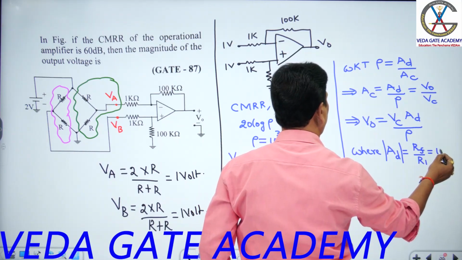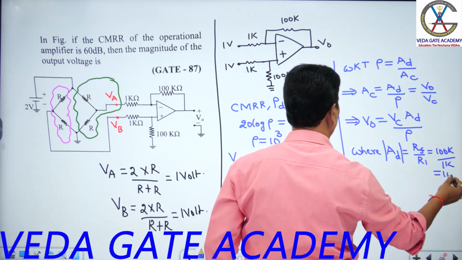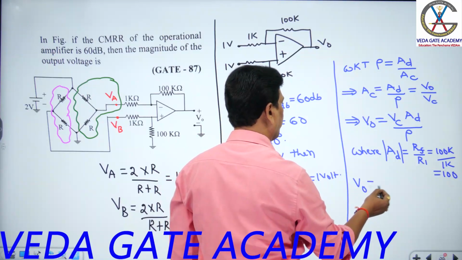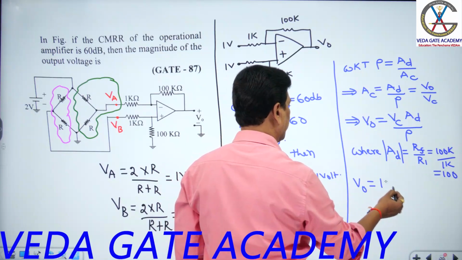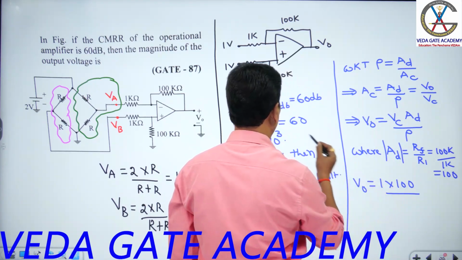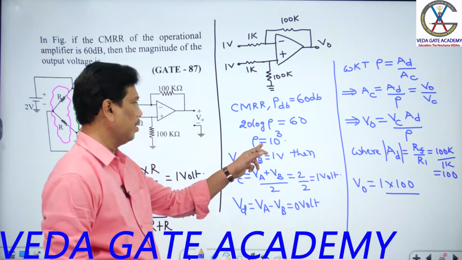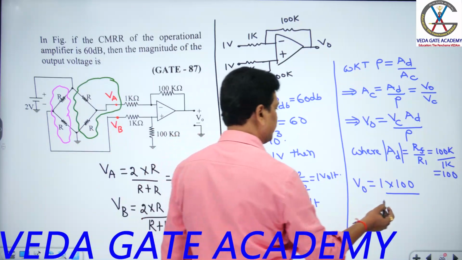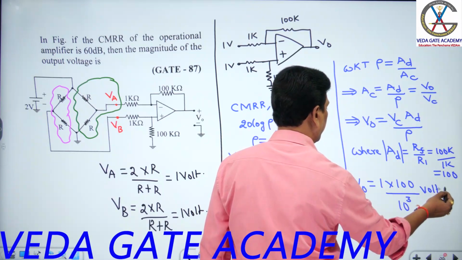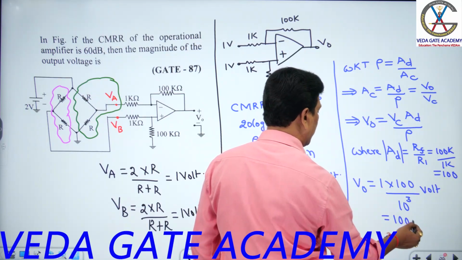That equals 100K by 1K, that equals 100. So I substitute there V0 equal to VC. VC is 1, AD is 100, divided by rho. Rho equal to how much? Rho equals 10 cubic, students. Volt. So if I transfer this now, that becomes 100 millivolts.